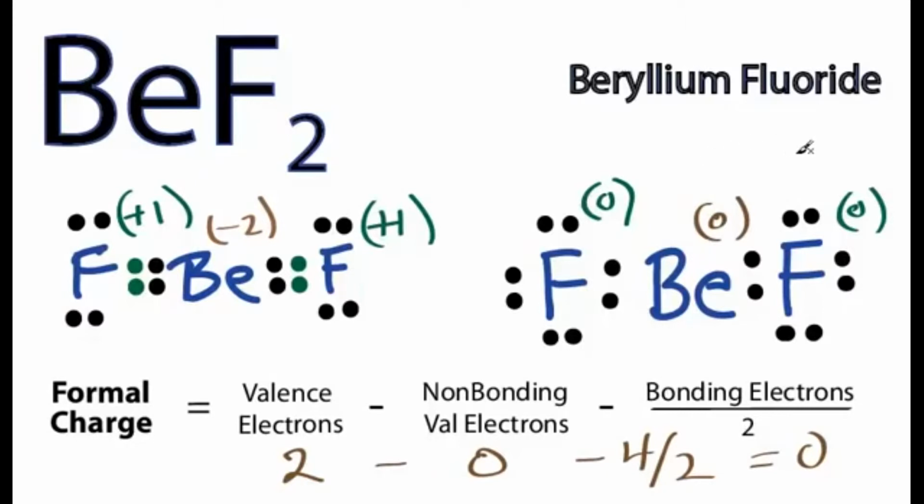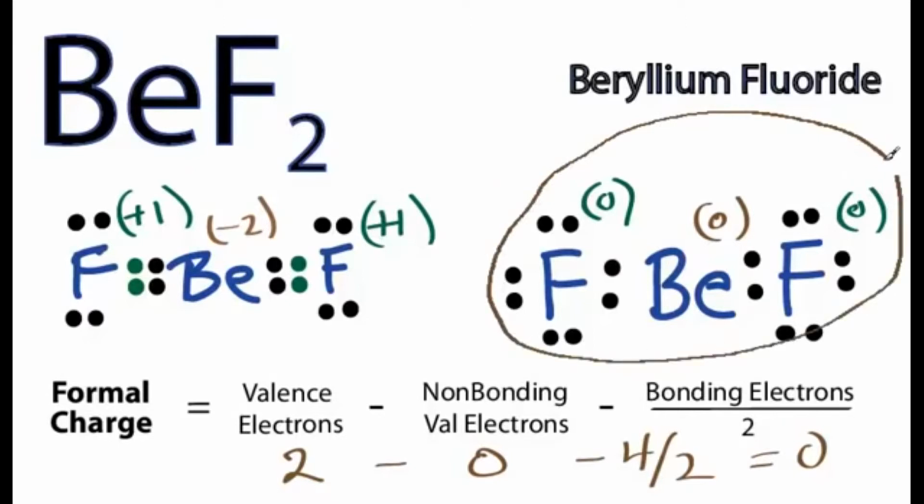The most appropriate structure is going to be the structure that has formal charges closest to 0. So in this case, they're all 0. That makes this the correct Lewis structure for BeF2, even though we didn't satisfy the octets. The structure here, we have the octets, but the formal charges tell us that this isn't going to be the probable structure.